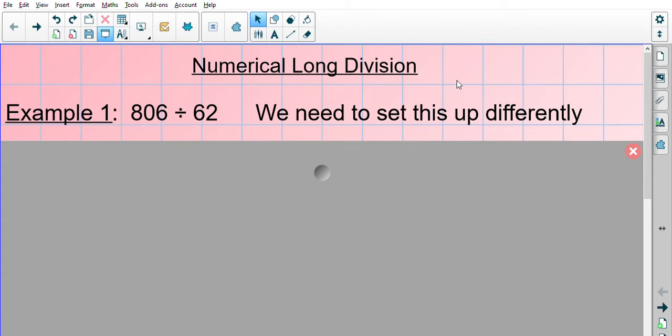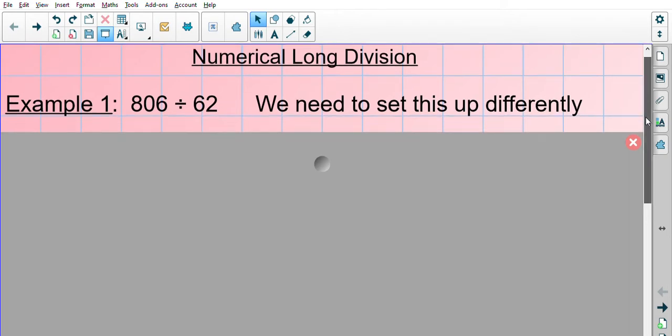So we're going to think about this question slightly differently, okay? Again, we're going to set this up differently, as you can read there. We're going to think about repeated subtractions, okay? How many 62s can I remove from 806? And the amount that I can remove is my final answer. That's how many it will tell me it can go in by. So that's our thinking behind this.